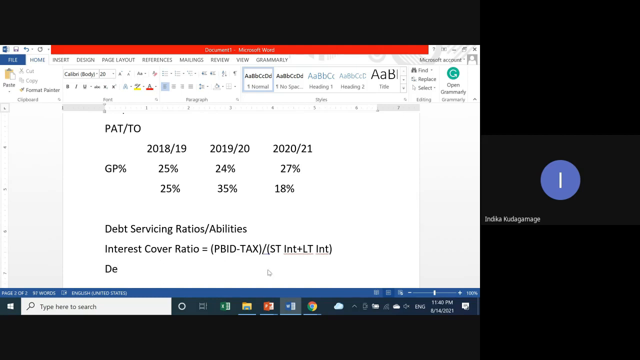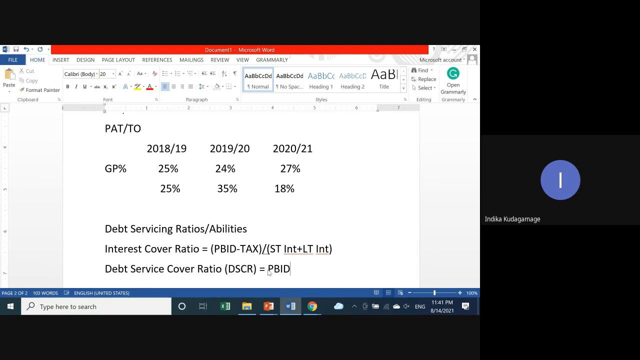Then we have the debt service cover ratio. We note it as DSCR. This indicates the ability of the business to service the long-term debt, meaning any debt which is more than a 12-month period.